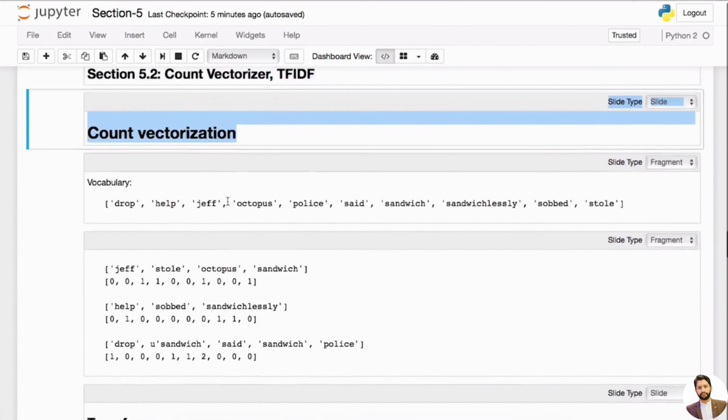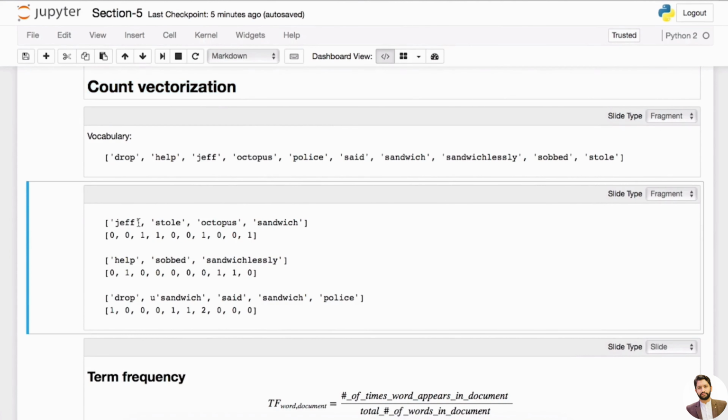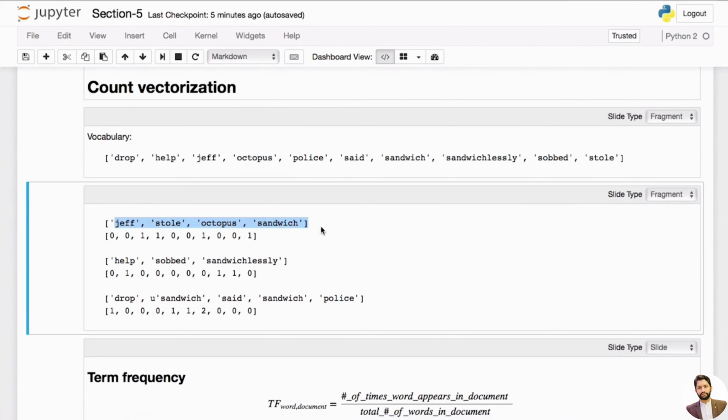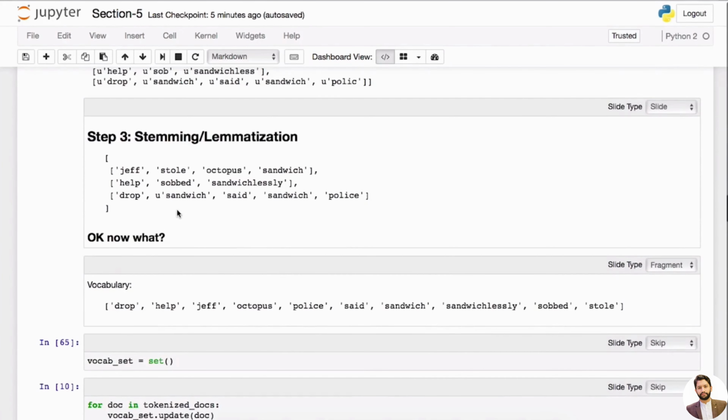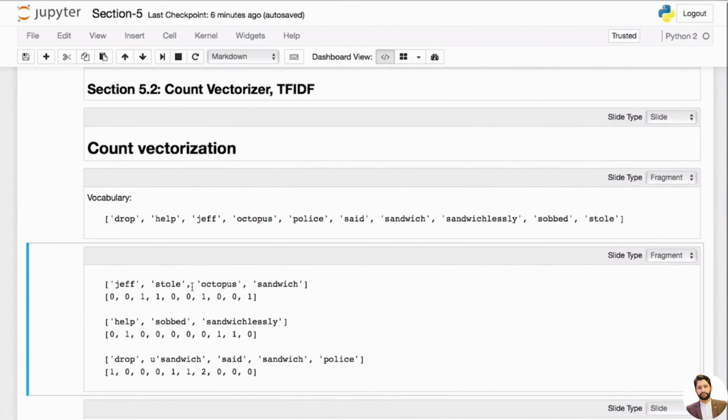Count vectorization is called bag of words. Meaning you want to count the frequency of the words that appear in your document, in your sentence. Remember, this is our vocabulary, a unique set of words. And remember the first list, the list of lists. After going through all these steps up to lemmatization, we got a list of lists. So now we can convert this list into numerical lists as opposed to a list with tokens.